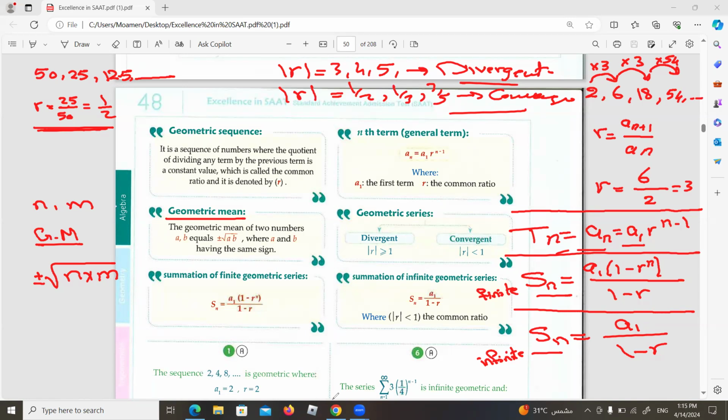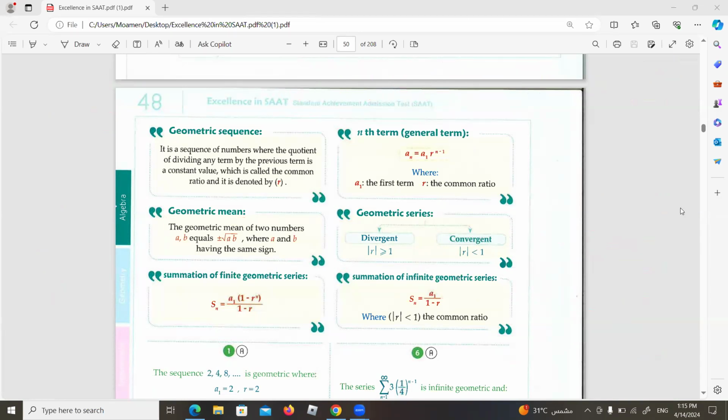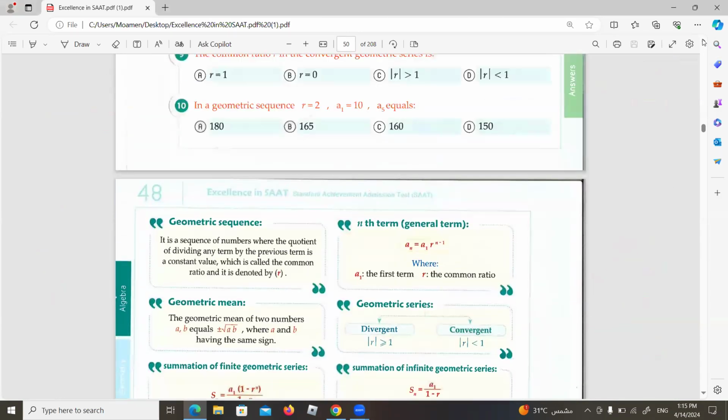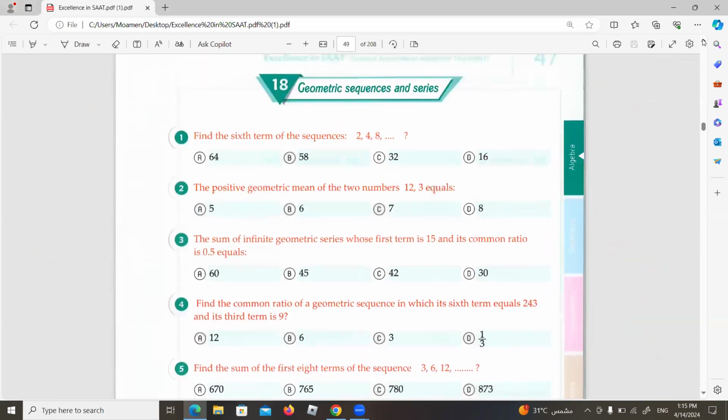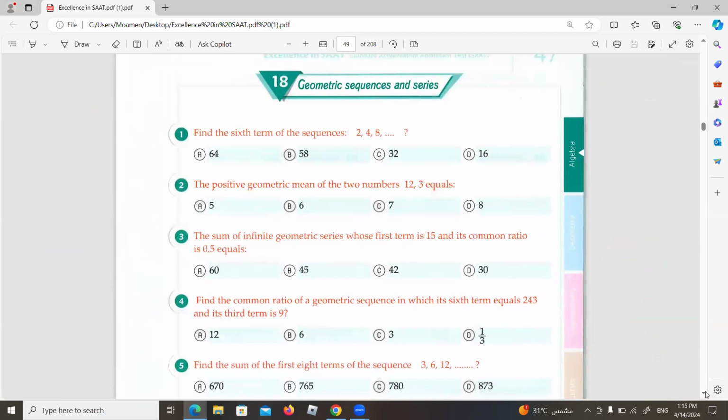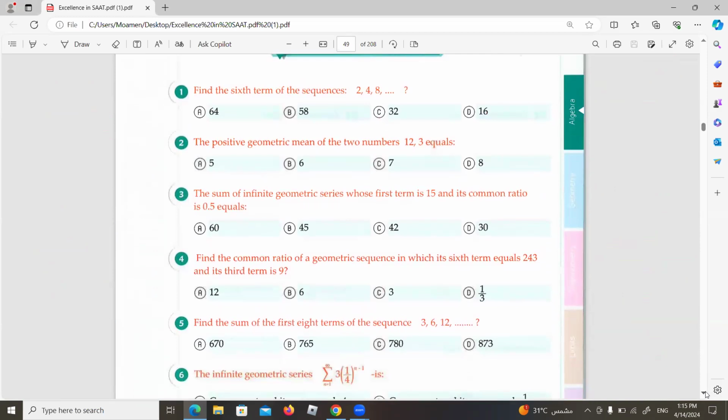We're going to the problems directly. Okay, the first problem. In the first problem, he asked you to find the sixth term of this sequence.